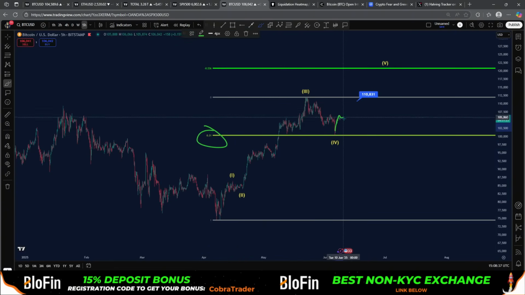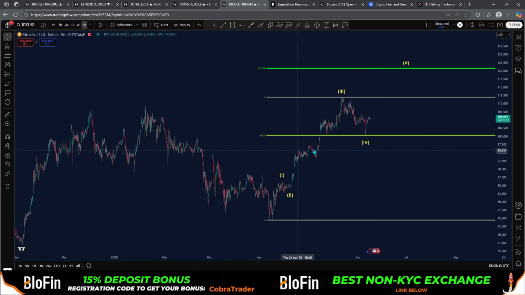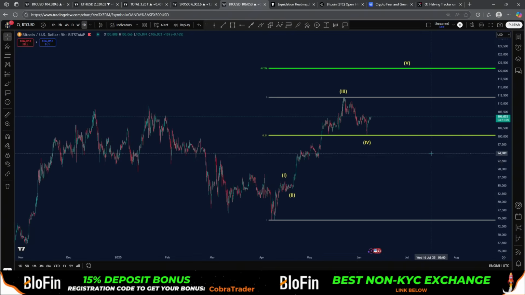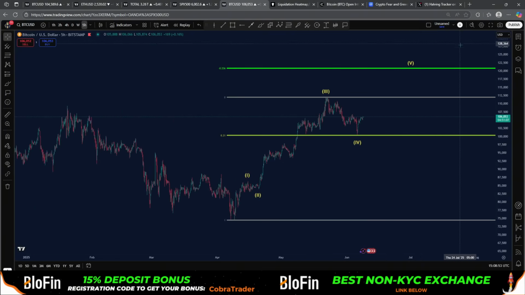Fourth waves can be choppy, so we could see some more chop here, but I do believe the direction is to the upside, and sooner or later we're going to continue the fifth wave, which is going to take us to all-time highs. There are some other indicators we're also looking at, apart from the global liquidity as we just discussed. But this is what I'm looking at the moment. I do think Bitcoin is going higher overall.